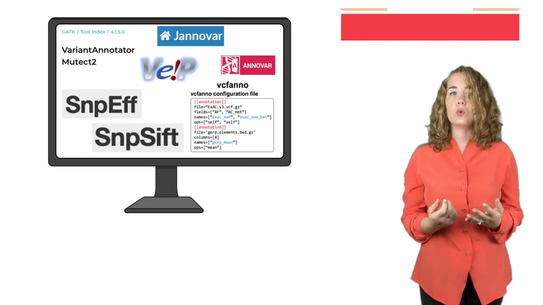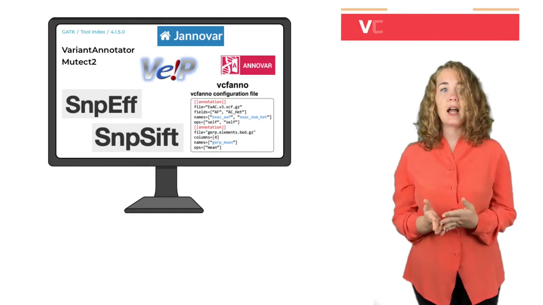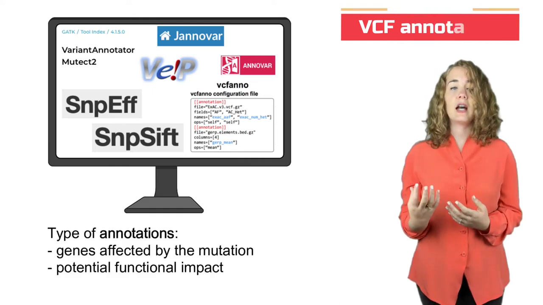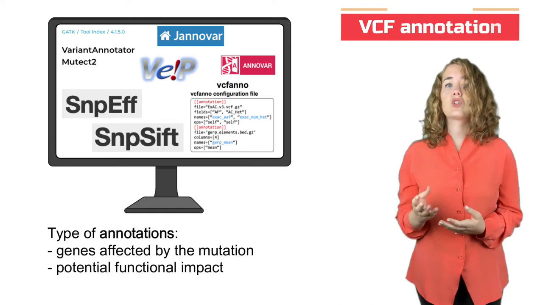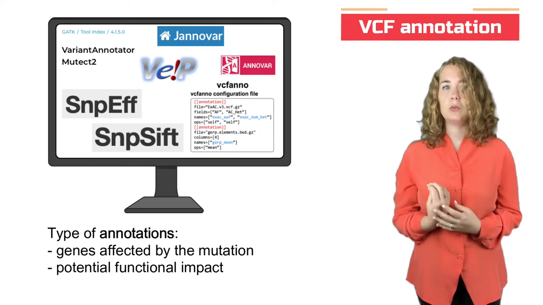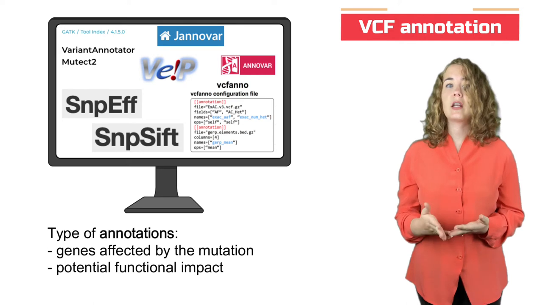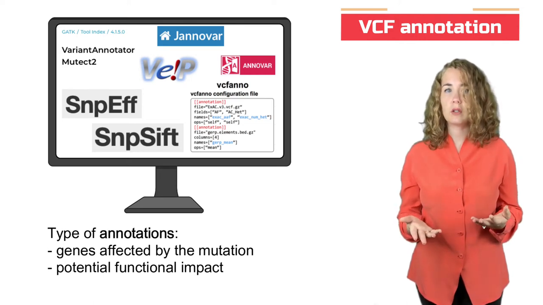Bioinformatic tools can be used to add to the VCF file functional information for each alteration, such as the affected genes and the potential functional impact of the mutation. For example, if it results in a frameshift or in a silent mutation.